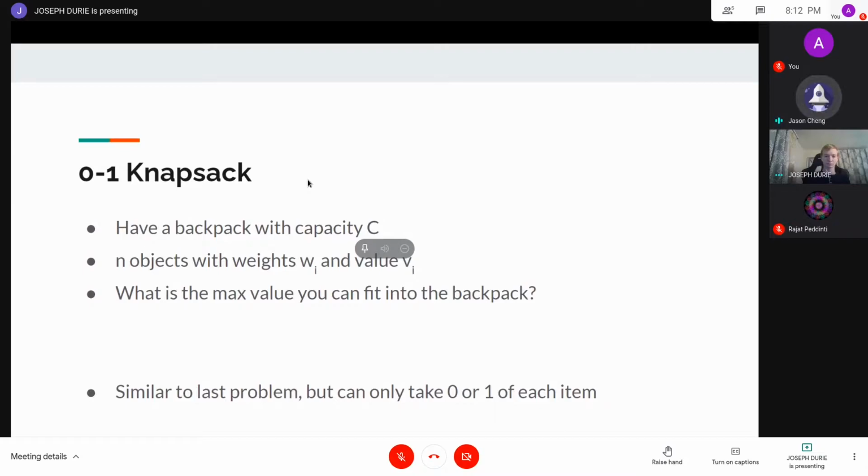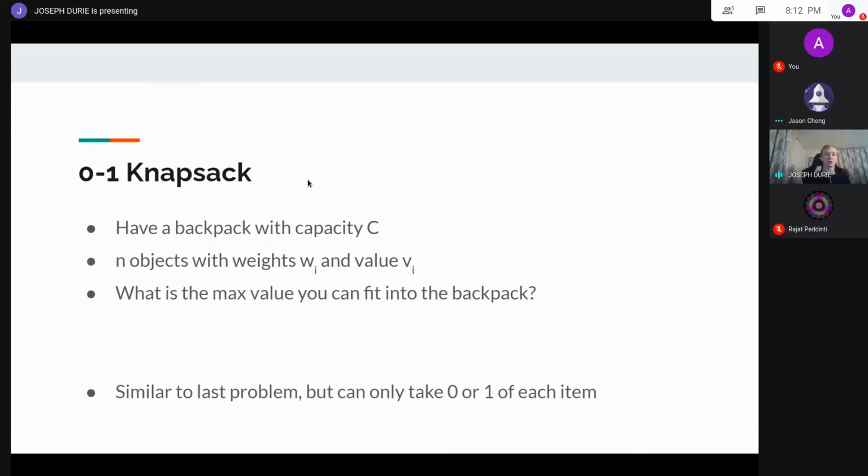You can have a really high value per weight, but that particular weight could be bigger than your backpack, right? So you can't use this item. Yeah, so sort of along those lines. You can have something that's very valuable per weight, but if you take that, it's big enough that you can't really fit anything else in.